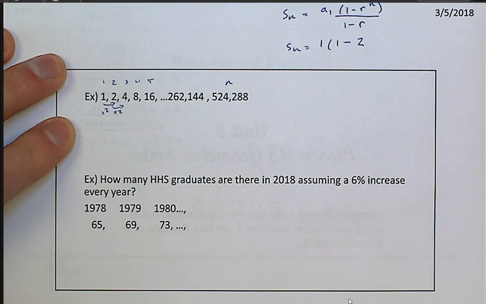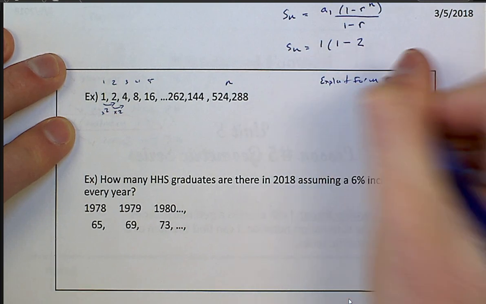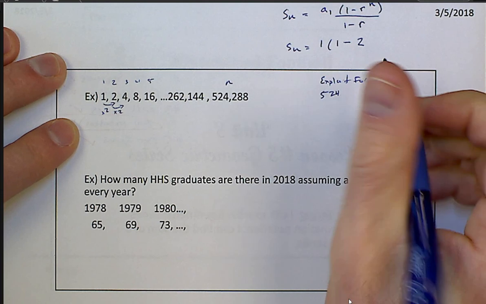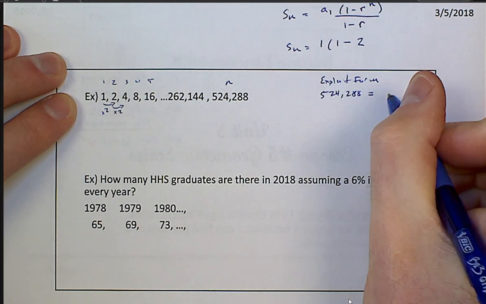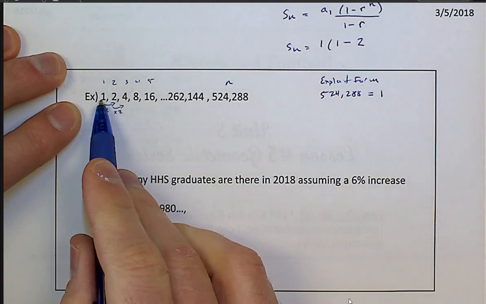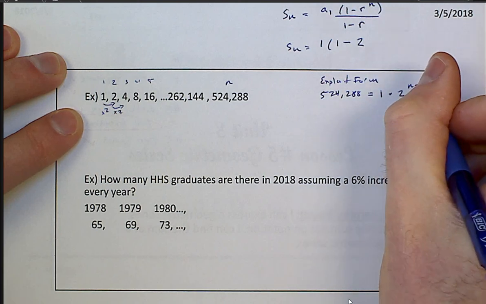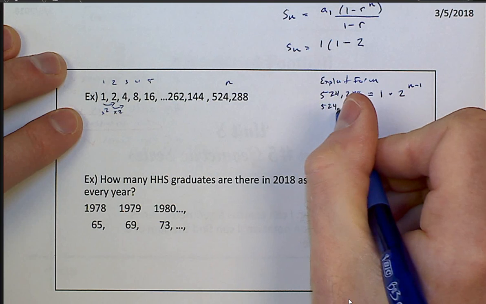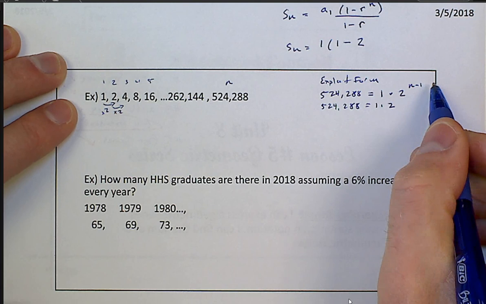So we have to go back to our explicit formula for a geometric sequence, right? 524,288 is, where did we start? It's the first term, a1, which is 1, times my common ratio, which is 2, to the n minus 1 power. Okay? And that is your explicit formula back in Unit 2. So 524,288 equals 1 times 2 to the n minus 1, and that's what we want to solve for.